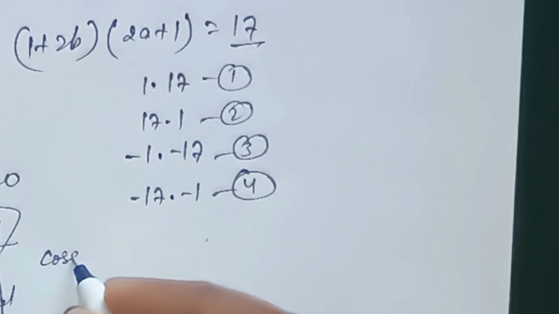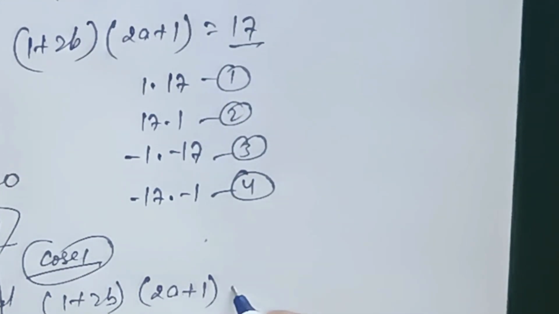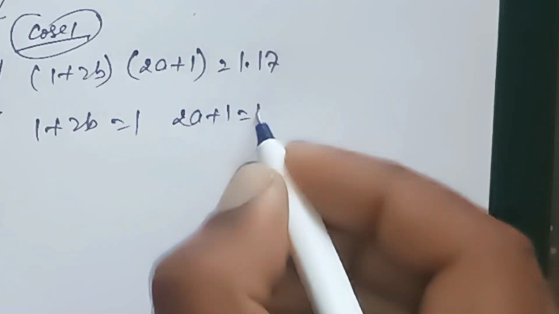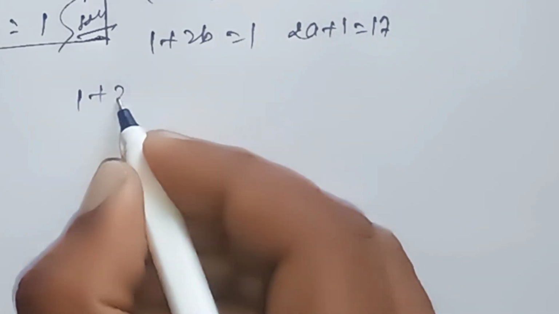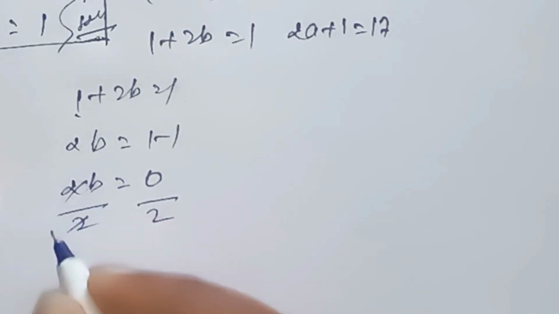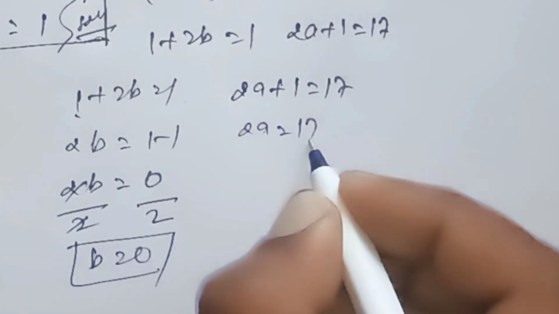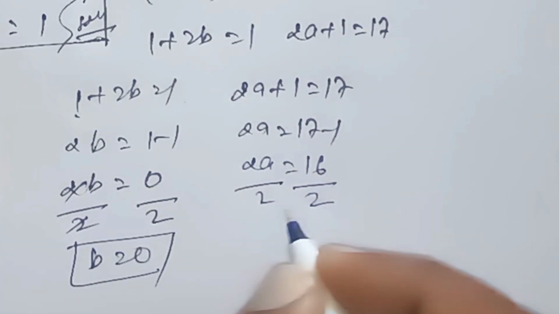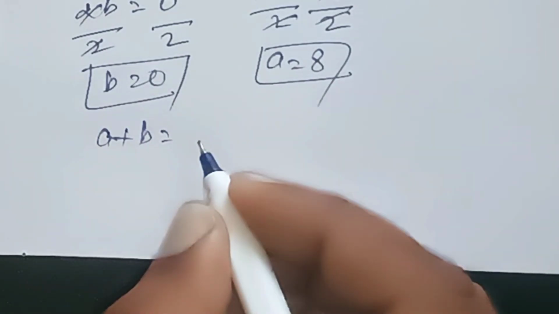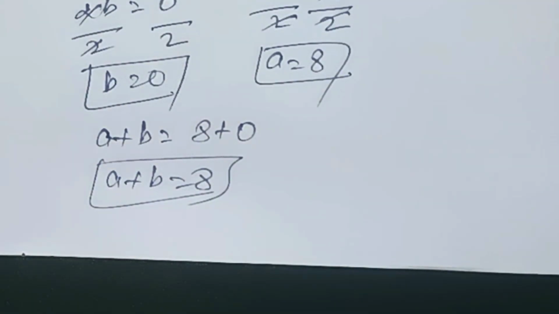Let's solve one by one. Case 1. See here, case 1 is telling that bracket open 1 plus 2b into 2a plus 1 bracket close is equal to 1 into 17. Therefore, 1 plus 2b is equal to 1, 2a plus 1 is equal to 17. Therefore, 1 plus 2b is equal to 1, this 1 comes this side, 2b is equal to 0. Both sides divided by 2, 2 cancel here, b is equal to 0. Here, 2a plus 1 is equal to 17, 2a is equal to 17 minus 1, 2a is equal to 16, both sides divided by 2, a is equal to 8. Therefore, a plus b is equal to a value 8, b value 0. Therefore, a plus b is equal to 8.